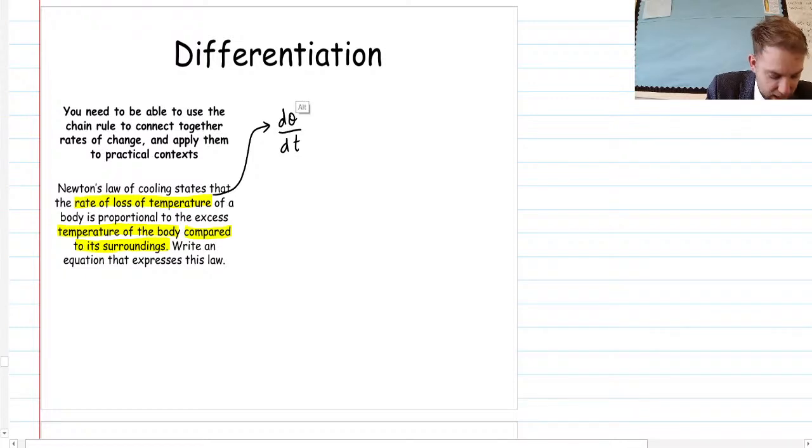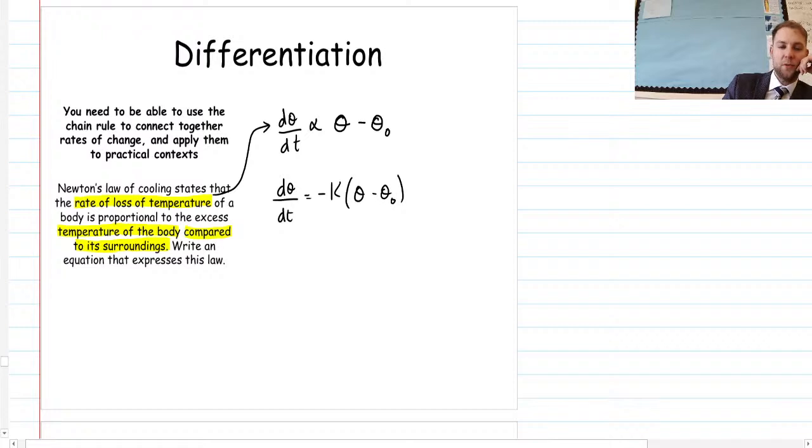So we know that this is proportional to the temperature of itself minus the temperature of its surroundings. I'm going to call this theta 0. Now remember, proportional means k. Because it's the rate of loss, we know it's going to be minus k. So d theta by dt is equal to minus k of theta minus theta 0. Now I think that's a tricky one. I don't think the questions that we get asked are as tricky as that. I think they're a little bit simpler.